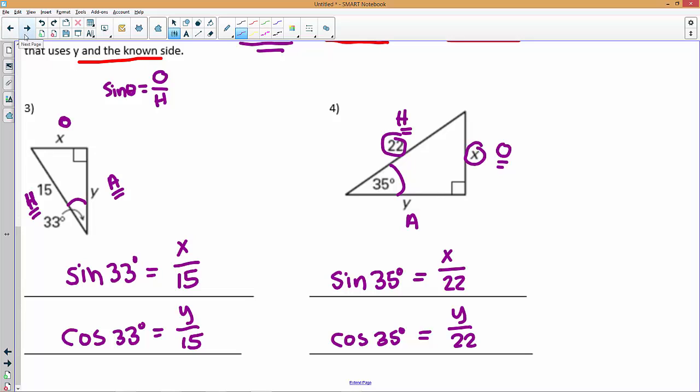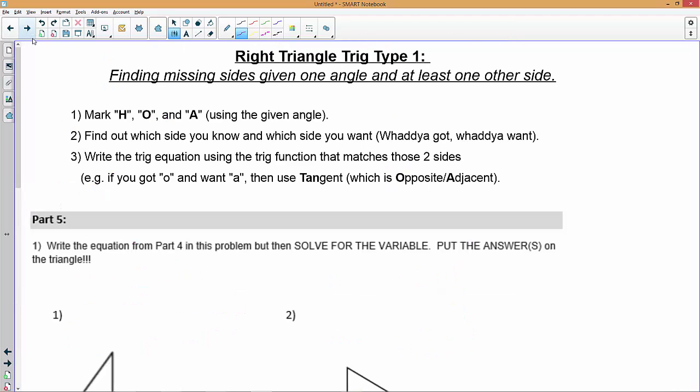Okay, so if you followed that, all we're going to do now is the exact same thing again. And we're going to do this for homework tonight too, so we're not doing anything new. This is all the homework for tonight for all students. It's going to be based on this part 5, and this is what we've been leading up to. This is the whole thing. We call this right triangle trig. This is type 1.